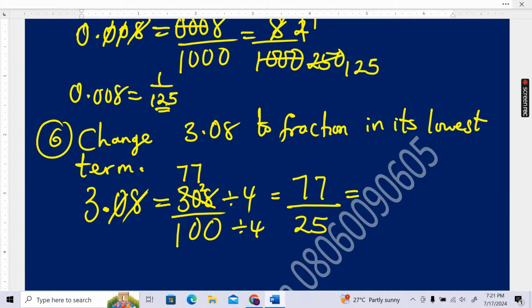Now, what is 77 divided by 25? That will be 3 whole number because 25 times 3 is 75. 3 whole number, 2 over 25. So this is the correct answer. So this is how to change 3.08 to fraction to the lowest term. So I hope you learned.